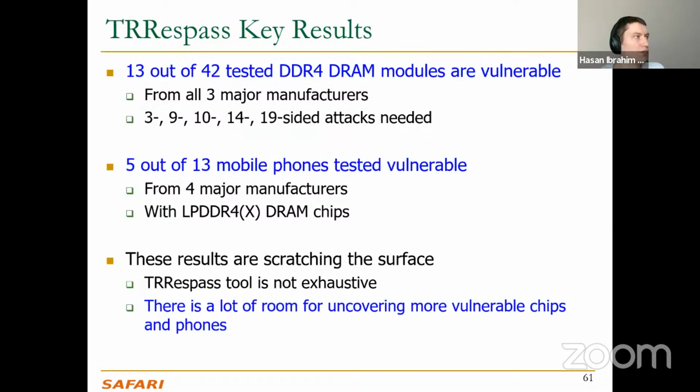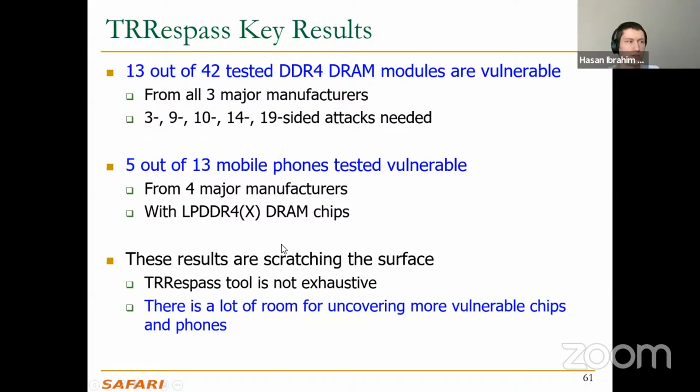Okay, and here are the key results. We were able to cause bit flips in 13 out of 42 DDR4 DRAM modules that we tested, in at least 1 module from each of the 3 major manufacturers. And we find that many-sided attacks are needed to cause bit flips. We also looked at mobile phones, to analyze LPDDR4 or LPDDR4X modules. It's just a different standard. And we were able to see bit flips in 5 out of 13 mobile phones that we tested.